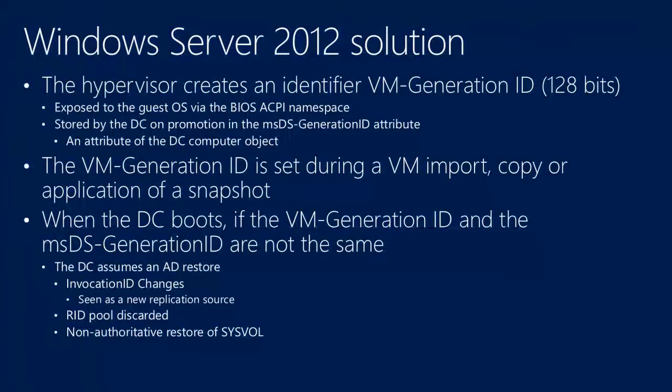So to do an AD restore, what it does is it changes its invocation ID, right? So it's changed its database name. So that guy over there that had all the vectors across to this guy, those vectors are no longer valid, right? So this will be seen as a new replication source. It invalidates the RID pool that it currently has, discards it, and goes and gets a new RID pool. And then it says, okay, I better make myself non-authoritative for sysvol and do a restore. And that way we come up all squeaky clean and everything works.